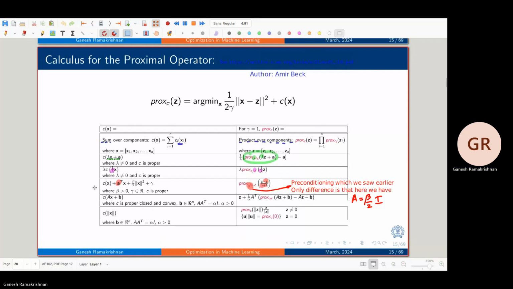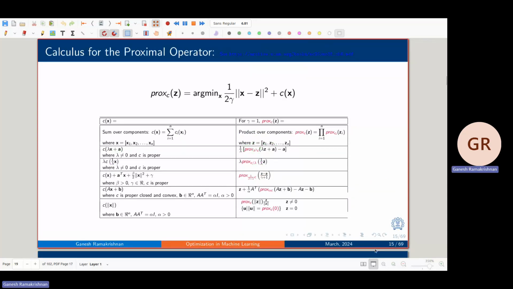This one is again interesting. Taking from our quadratic expression, if you have an existing c transpose x, add beta by 2 times norm x square, it again results in this preconditioning. Sorry, if it's not visible, let me go to the previous slide. There's 1 upon beta plus 1c. So this beta from the x square is being applied here. There's a kind of preconditioning.